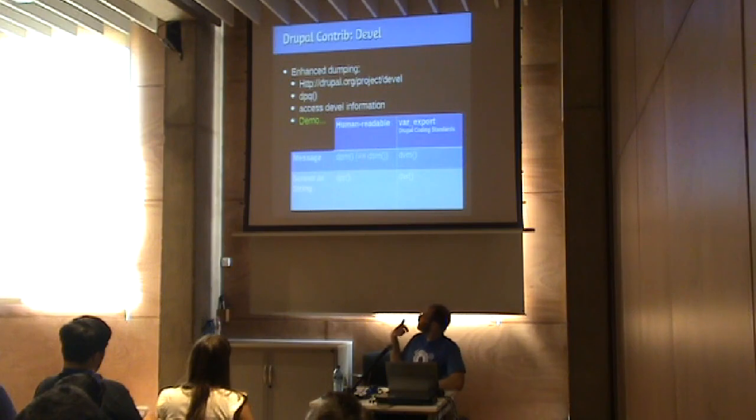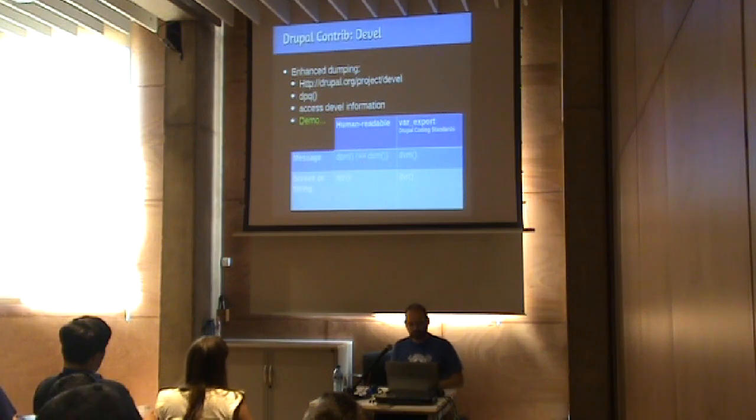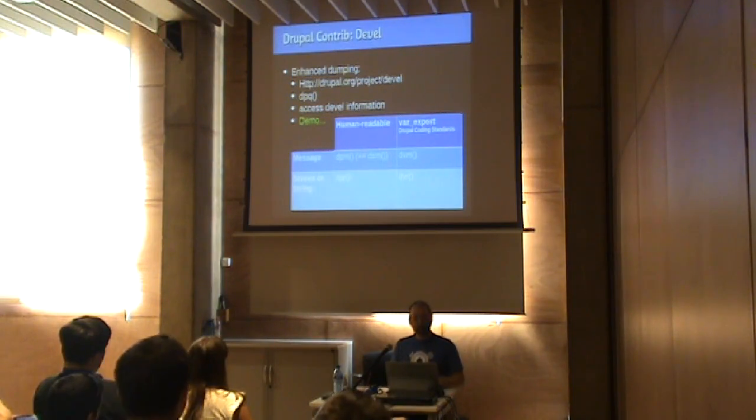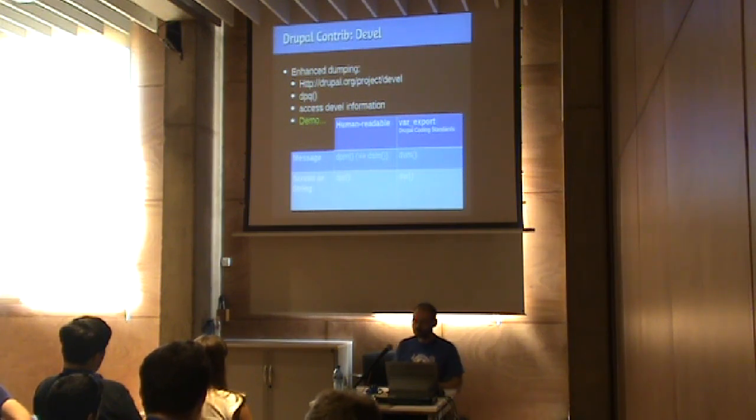I listed some of them in the table. There's DPM, DSM, DVM, DPR, DVR, DPQ. There's like 10 different functions, but there's actually a little bit of logic in the name of the functions. They all start with a D, that's easy. The second character is either a P or a V. The P's are for the human-friendly, human-readable output, and the V is a variant on var export.